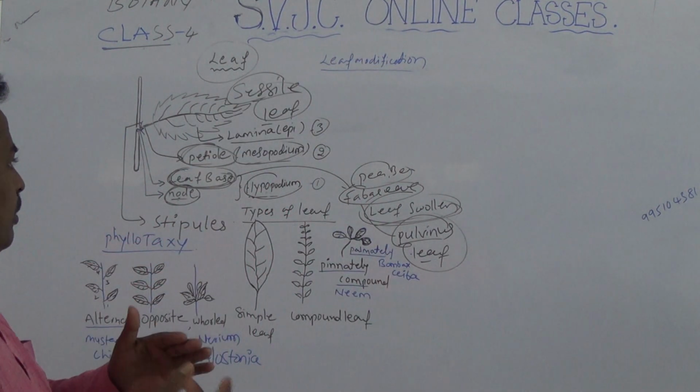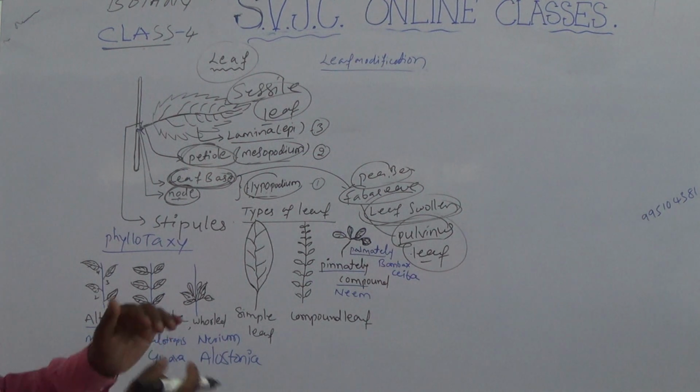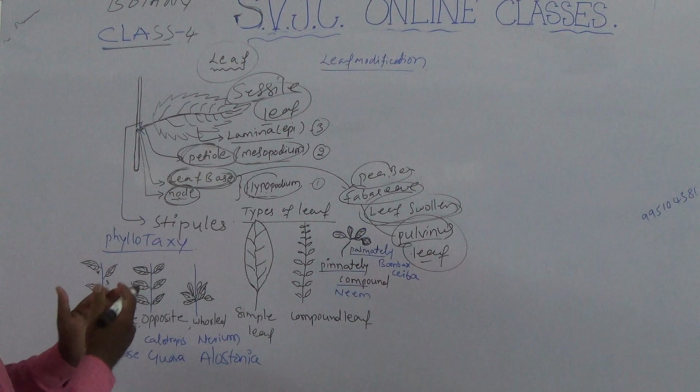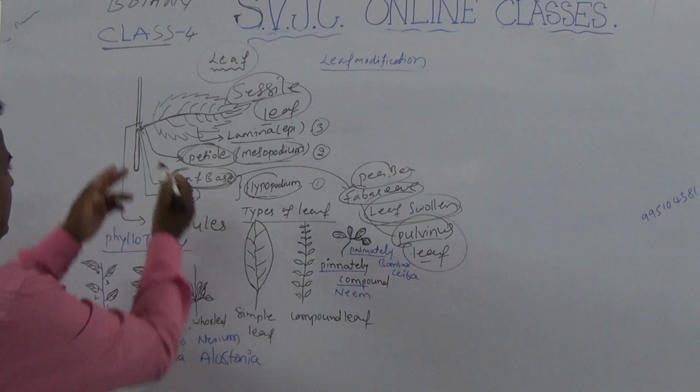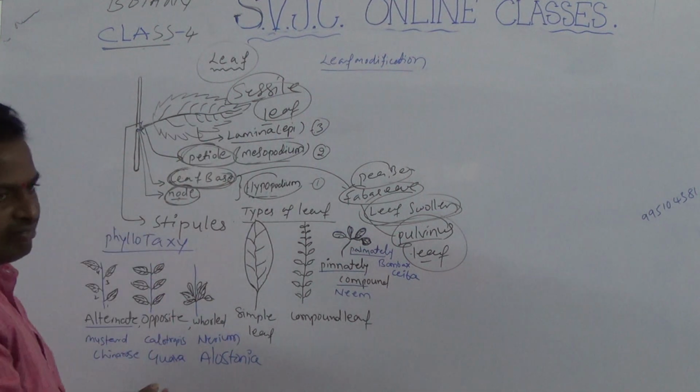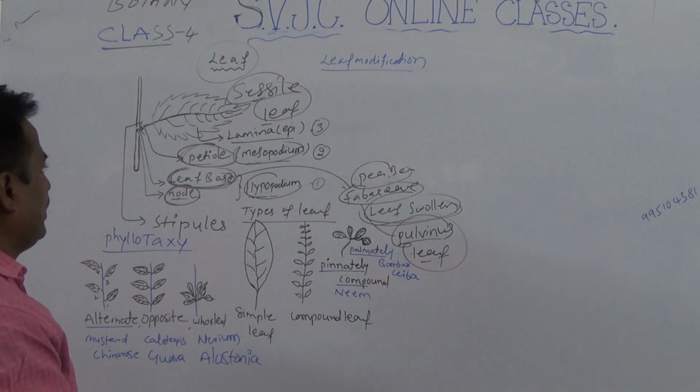So it is a part of the mesopodium. What is its function? It conducts the transport of food and water between the stem or branch and the lamina. That is the function of the petiole.